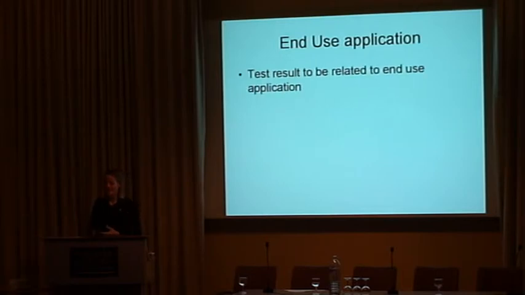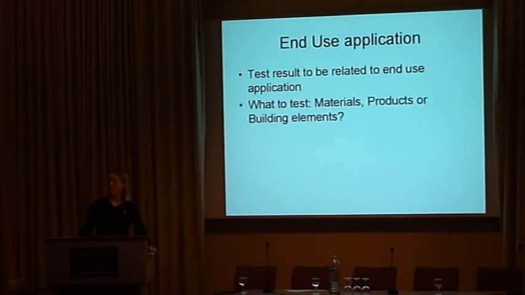Because in the classification standard, it is written that the test result is to be related to the end-use application. Now, this is very interesting, because how is this supposed to be interpreted? What are we supposed to test then? Shall we test the materials? That means every single material within a product, split layer products and test everything? Should we test the product? Or should we just test the entire building element, because that's where the product is used in the end use? That we take the whole wall and put that in the SBI.